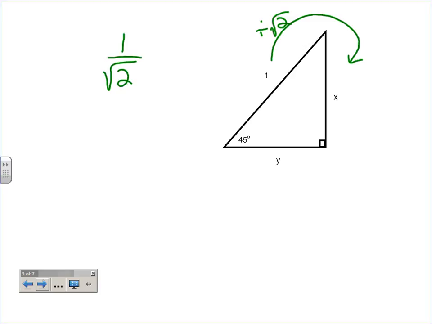Okay. In geometry, I said, just leave it like that. Or go get the decimal. Well, neither one of those is acceptable here. We have to take care of that radical problem in the denominator. But you know how to do that.